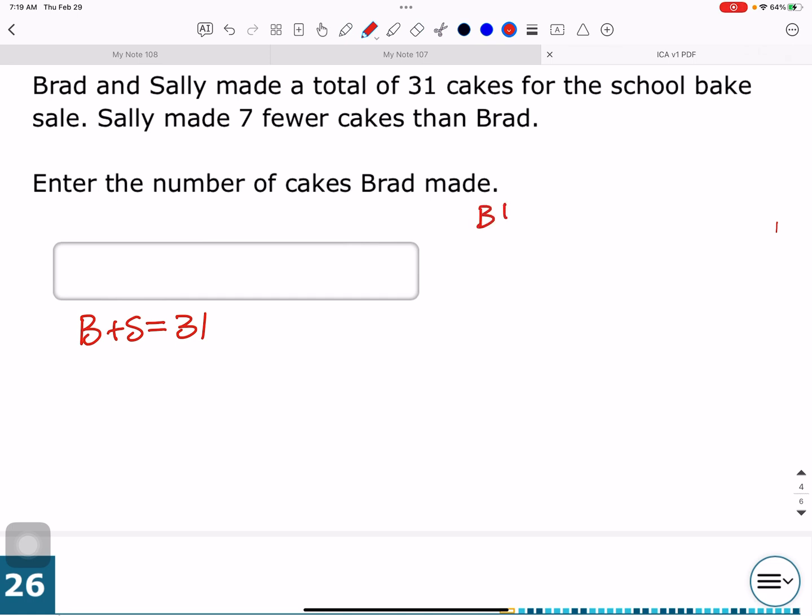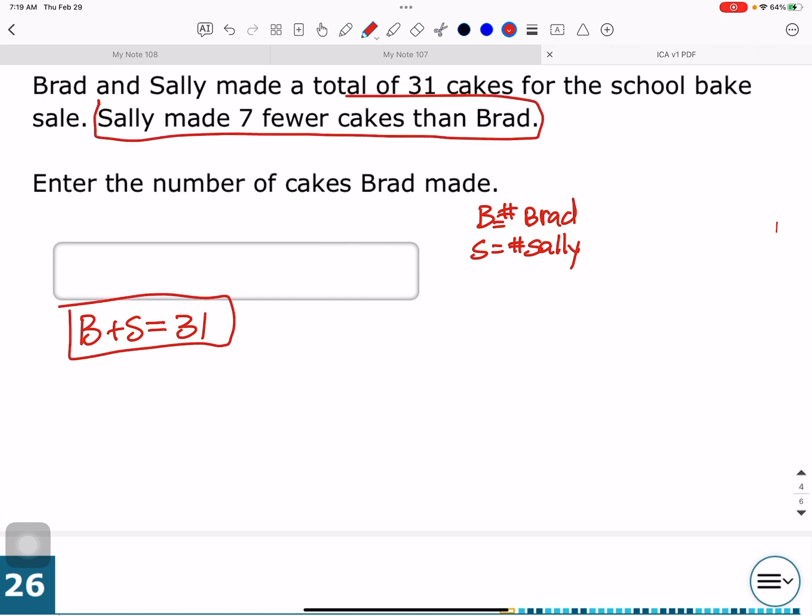But we'll call B the number Brad makes. B is the number for Brad, however many he makes, and S is the number for Sally, however many she makes. We know together they make 31, and we also know Sally is 7 less than Brad. Here's how I would write that in math. Sally equals Brad minus 7, 7 less than Brad.